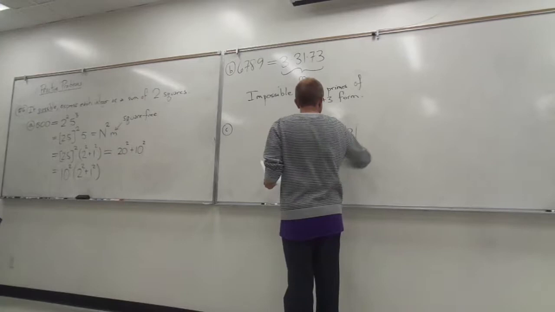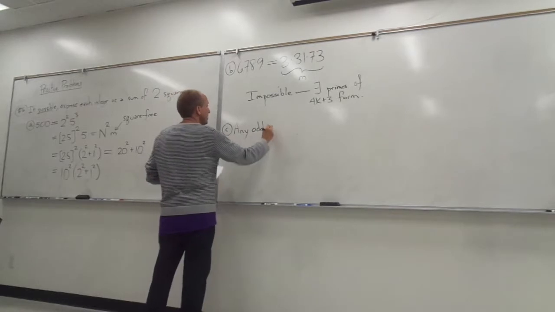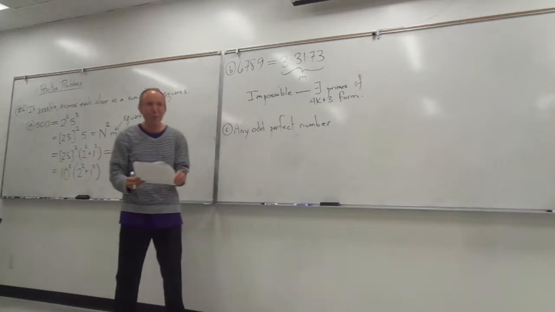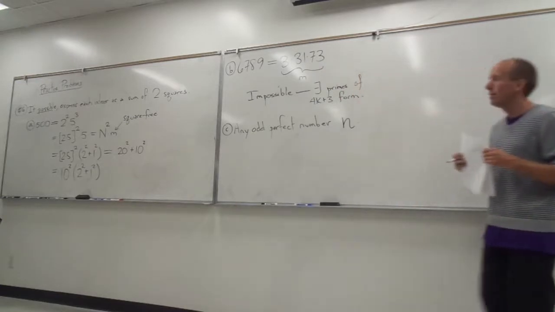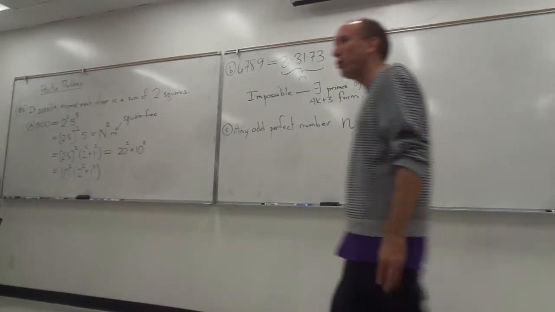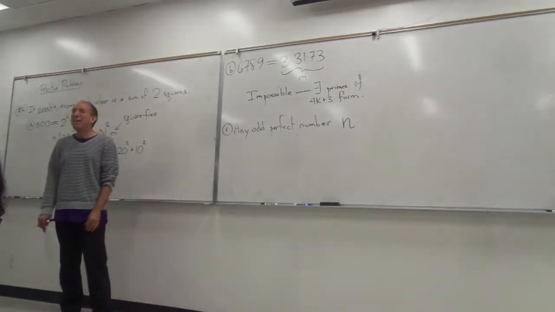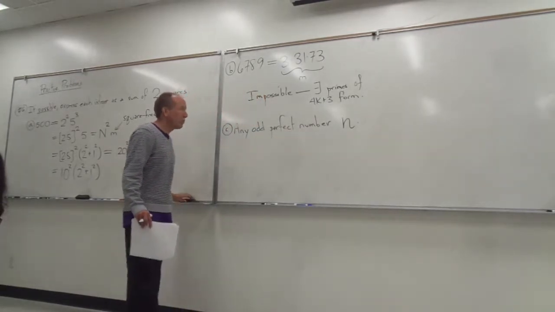Okay. How about any odd perfect number? Just to tie it in with something else. So let's take any odd perfect number, I'll just call it little n here. Suppose we want to express that as a sum of 2 squares. And by the way, we don't have an example of such a number, because we don't know if such a number even exists. But if such a number exists, we would like to show that it either can or can't be expressed as a sum of 2 squares.